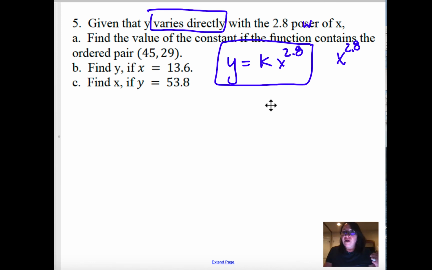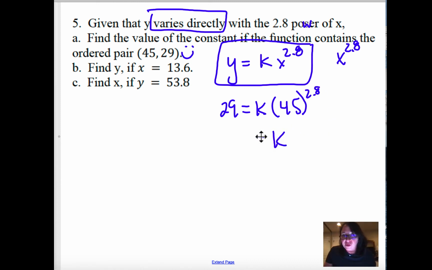Step 2, find the particular equation, which means we have to find k, which means we need to take our point and plug it in. So we go 29 is equal to k times x. What's x? 45 to the 2.8 power. So all you have to do is go k equals 29 divided by 45 to the 2.8 power.